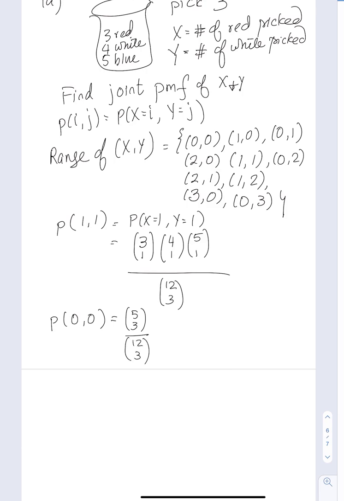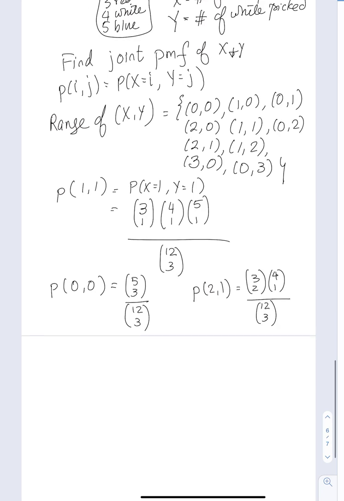Okay. For example, what is P of 2, 1? That will be the number of ways you could pick 2 red. That's 3 choose 2 because there's 3 red in all, times the number of ways you could pick 1 white ball. That's 4 choose 1. You can think of this as multi-stage counting. And then that's all. You don't have to look at the number of ways you could pick blue. And then divide it by 12 choose 3. Okay, so it generalizes to all of them. You can take a look at that.